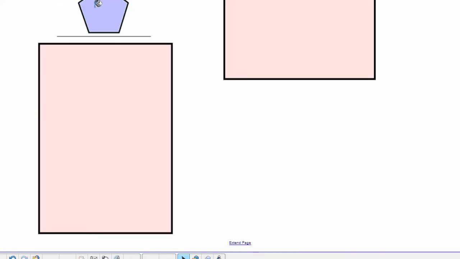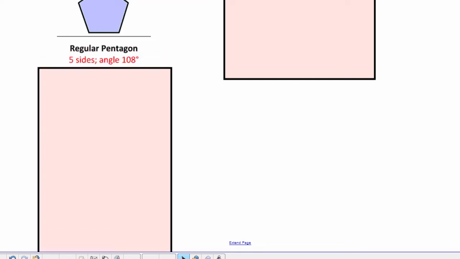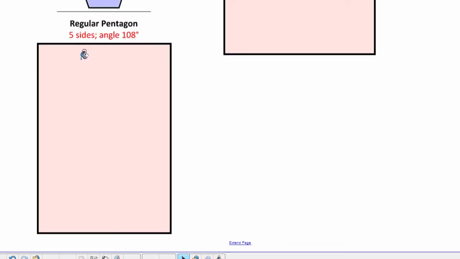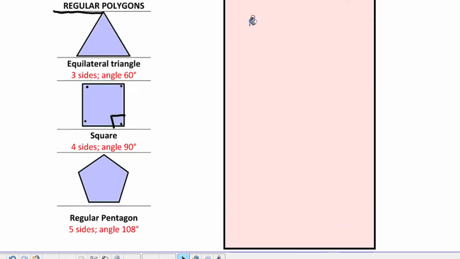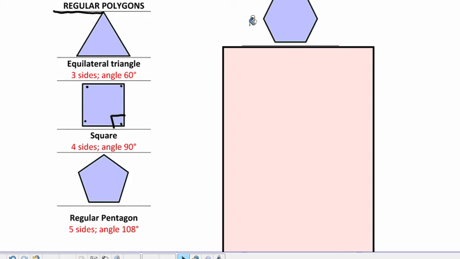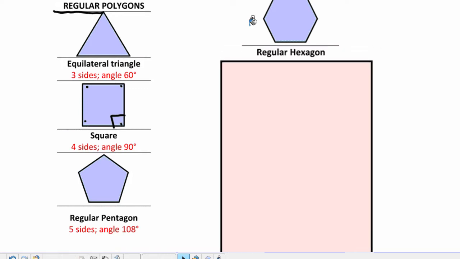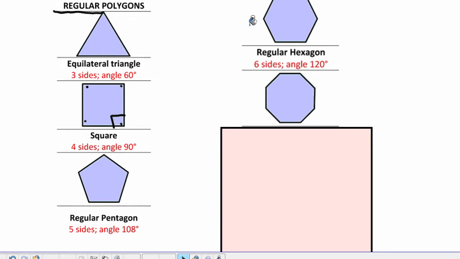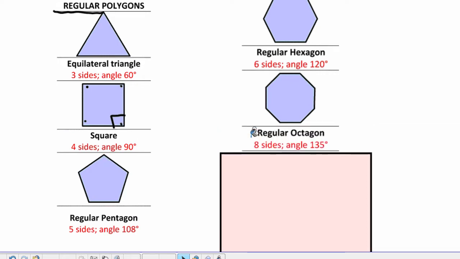Okay, we have a five-sided pentagon, and each internal angle there is 108. So a pentagon is five sides. We have six sides. Remember what that's called? That's a hexagon. Regular hexagon, all sides the same, and each angle inside is 120. Next one, how many sides have we got? 1, 2, 3, 4, 5, 6, 7, 8. That's an octagon, 8 sides, and each internal angle is 135 degrees.